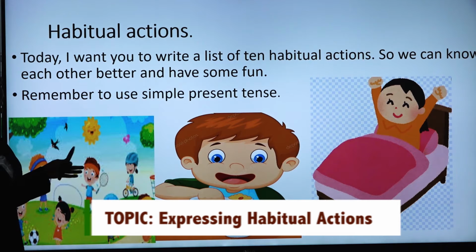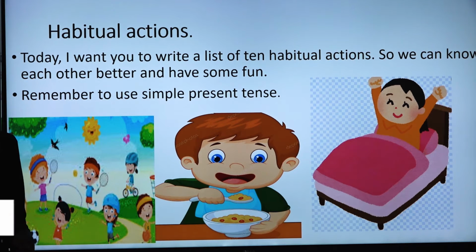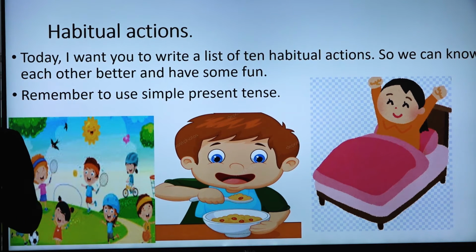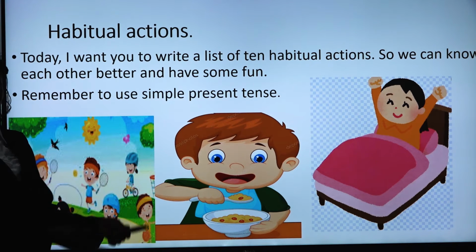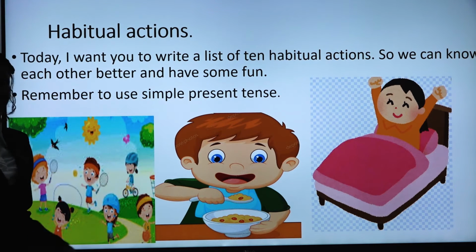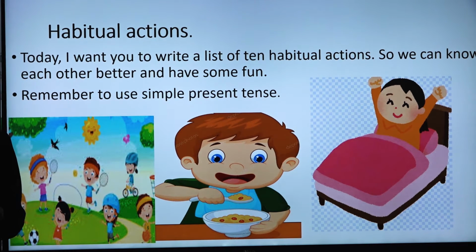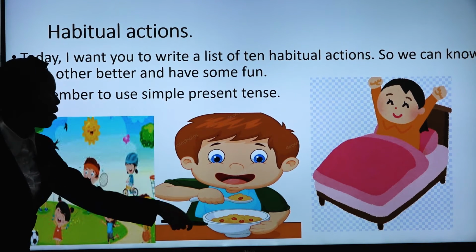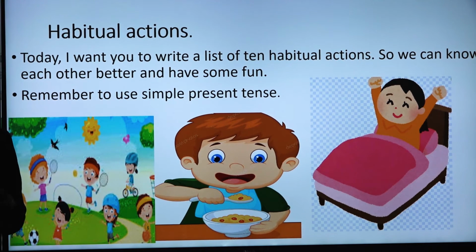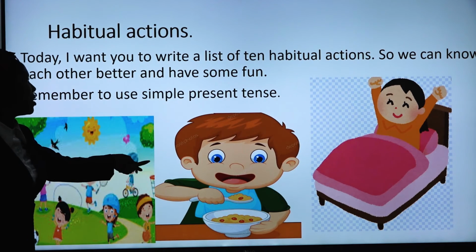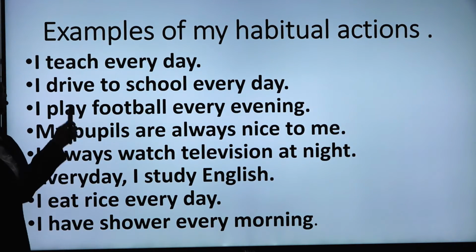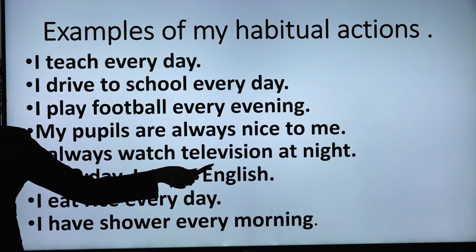For instance, every day I play. Daily I play. Every afternoon or morning I play. In the morning, every morning I eat my breakfast. Eat there is the present tense. Every day I wake up by 6 a.m. These are some of our habitual actions.